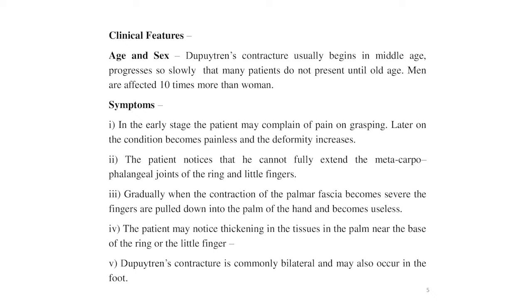Next, the patient may notice thickening in the tissues in the palm near the base of the ring or the little fingers. Maybe years before contracture develops, the nodule gradually enlarges and spreads strands of the contracting fascia, which becomes prominent. The next symptom: the Dupuytren's contracture is commonly bilateral and may also occur in the foot. There is a family history also. This condition is familial and often runs in families.